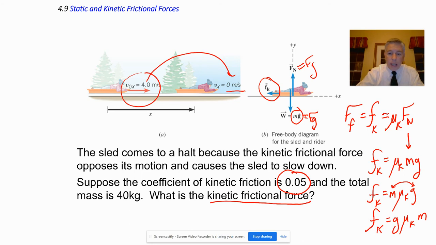So if I wanted to find the kinetic friction force, what I would have to do for this particular problem is take 9.8 times the 0.05 times my 40 kilograms. That's the mass of this object. Calculate that out. Let's see, 9.8 times 0.05 times 40, and I get 19.6. So this girl sliding along on this sled has 19.6 newtons of force bringing her to a stop. Ta-da! Friction.